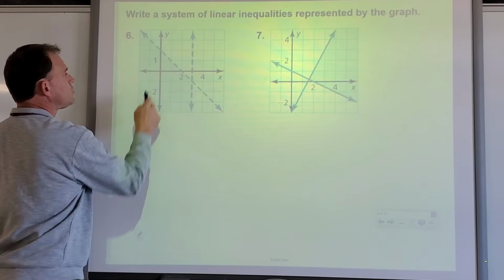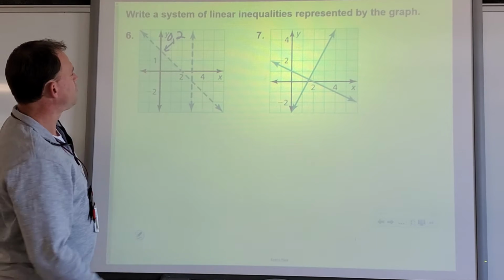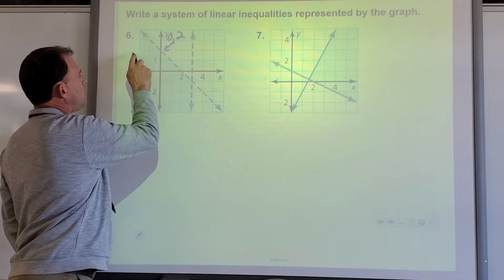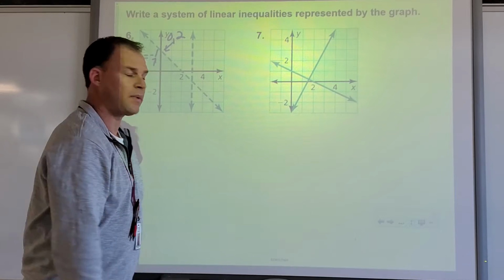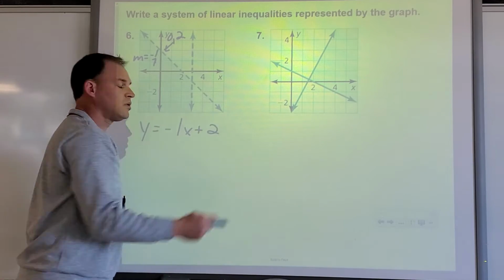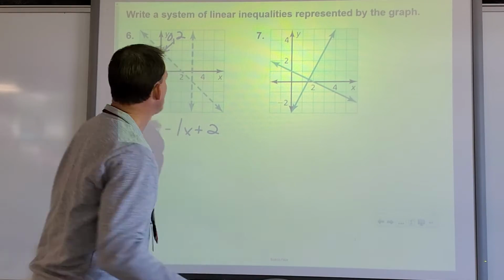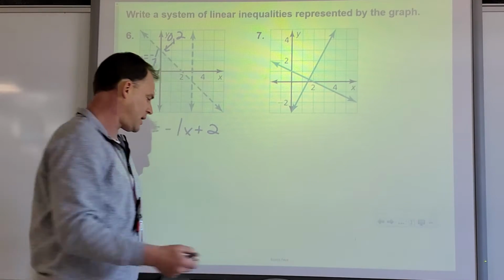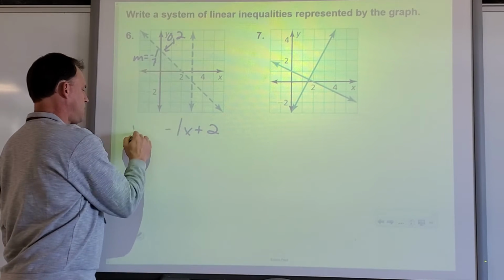What's the intercept? 2. What's the slope? Well, I can go down 1, right 1, and hit another point. So the slope, -1/1. So now I can write my equation. So for this first line, y equals -1x plus 2. There's my first one. But it's not an equal sign, is it? So this, right here, it's a dotted line. So that tells me what symbol.